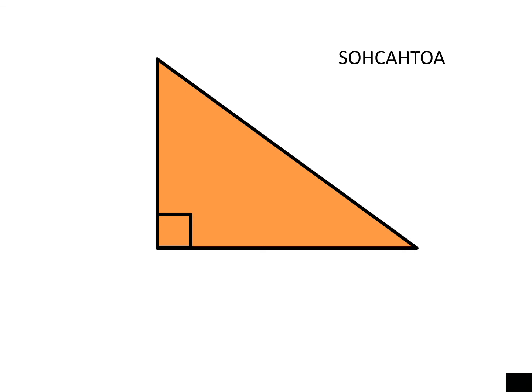Sohcahtoa. Now, what's one of the key rules for Sohcahtoa? Sohcahtoa only works for right-angled triangles. So the first thing to do is always check whether you've got a right-angled triangle or not. And then if you know what angle you're looking for, you can then label up the different sides.